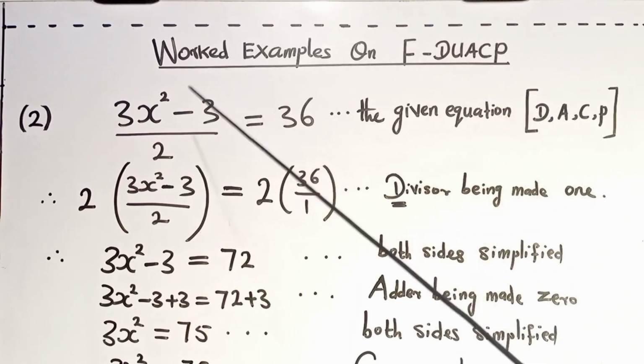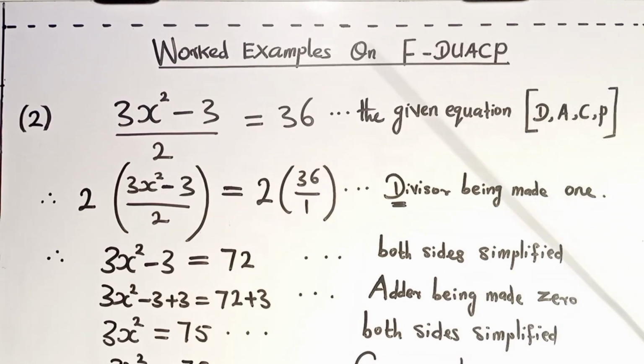The coefficient of the x is not 1, it is 3, so we're going to clear coefficient and make it 1. The power of x is not 1, it is 2, so we're going to clear the power to make it become 1. So 4 skills are going to be applied here, and those 4 skills include D, A, C, and P. That is, we are going to clear the divisor, we are going to clear adder, we are going to clear coefficient, and we're going to clear power. Divisor to become 1, adder to become 0, C, which is what? Coefficient, to become 1, and power, which is 2, to become 1.